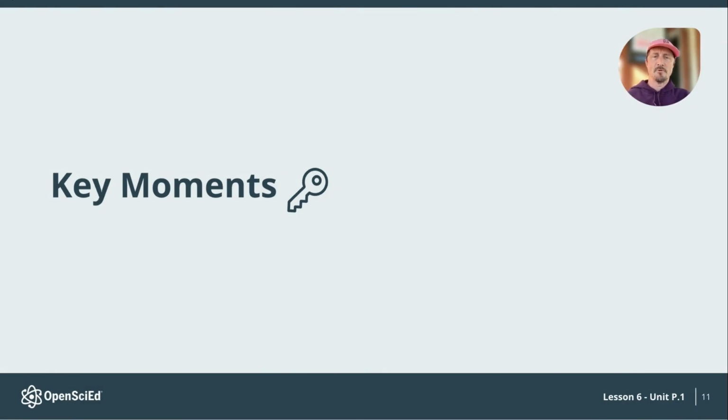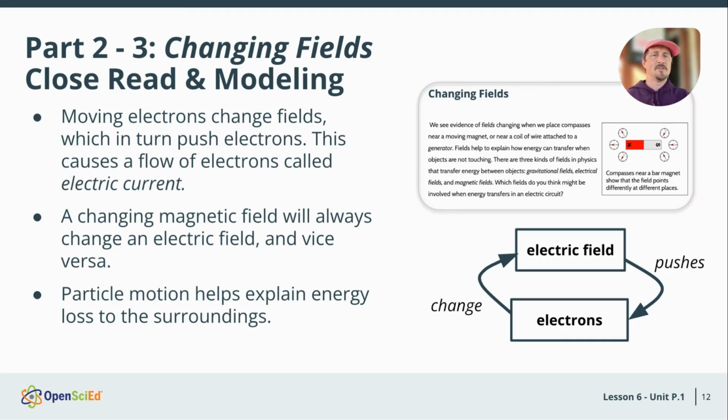Some key moments from these 3 lessons. This reading, called the Changing Fields reading, is somewhat dense. So the way we manage it is through a close reading that takes place in 3 parts. The third part involves energy modeling. So this gives us more practice with this modeling, and that helps us process what the reading actually says. For example, we see a couple important patterns like changing electric fields push electrons, which change electric fields, which push electrons, and so on and so forth.